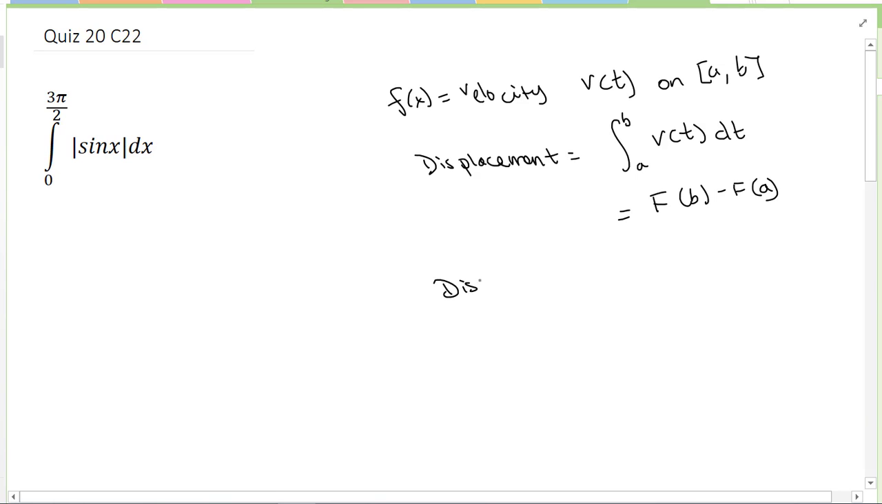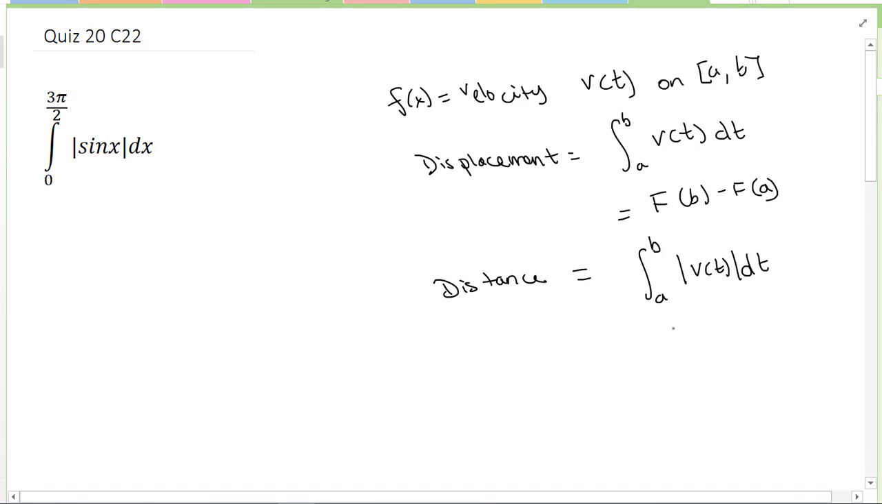The distance, when we did the distance traveled, then this is the integral, still on the same interval, but then you have to do the absolute value of v of t dt. So we practiced doing absolute value integrals when we did distance.